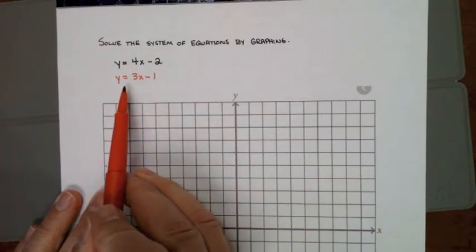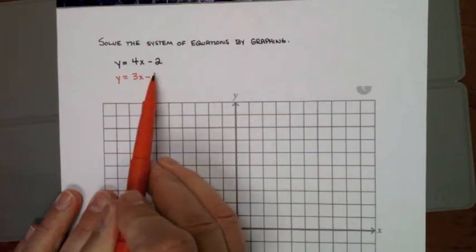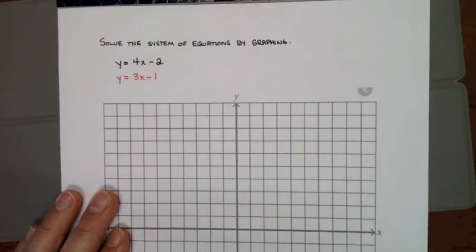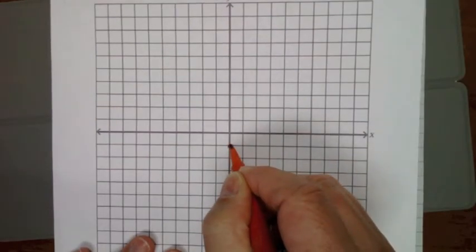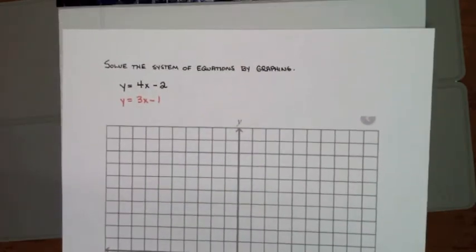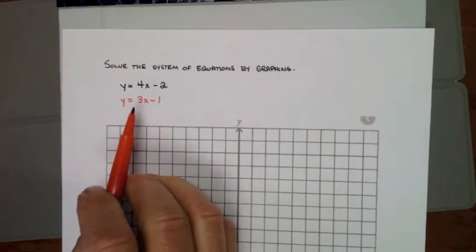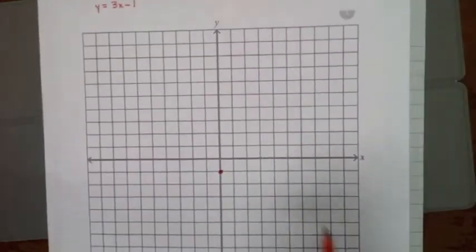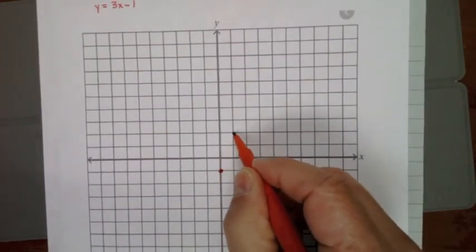That's in slope-intercept form. The way you graph something in slope-intercept form is you graph the y-intercept first and then use the slope. The y-intercept is negative 1, so on the y-axis I go down to negative 1, put my first point. Then I'm going to use the slope. The slope on this one is 3. Most of the time we use the slope as a fraction. That would be 3 over 1. 3 over 1 is telling me to go up 3 since it's positive, 1, 2, 3, and over 1.